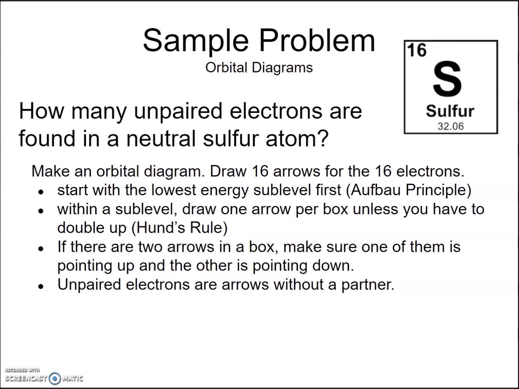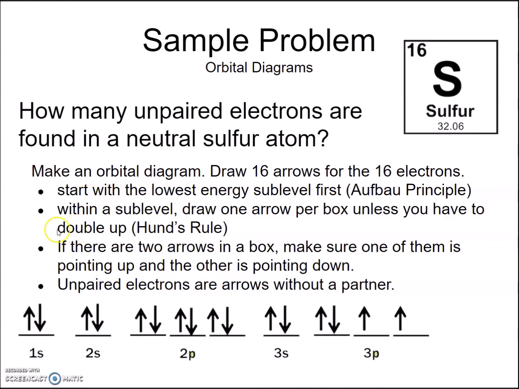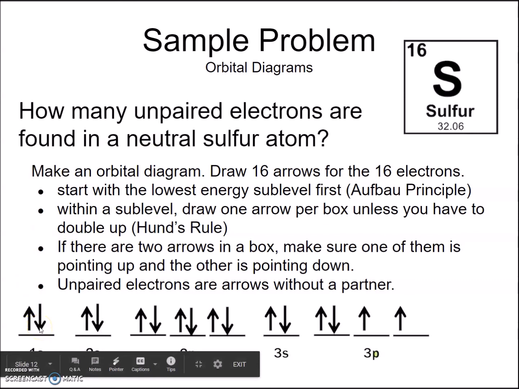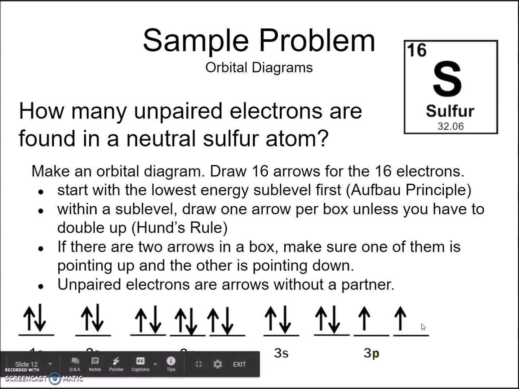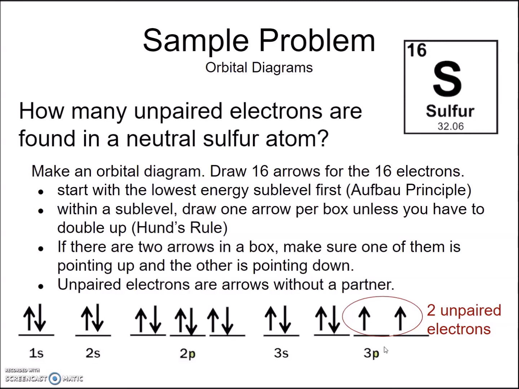Okay, so here we go. 16 arrows written in the sublevels from lowest energy to highest energy. So 1s, then 2s, 2p, then 3s, then 3p. If you counted up all of these arrows, it'll add up to 16. So we've written the orbital diagram. Now we're just going to look for electrons that don't have a partner. How many arrows are alone? It's these last 2. 2 unpaired electrons in a neutral atom of sulfur.